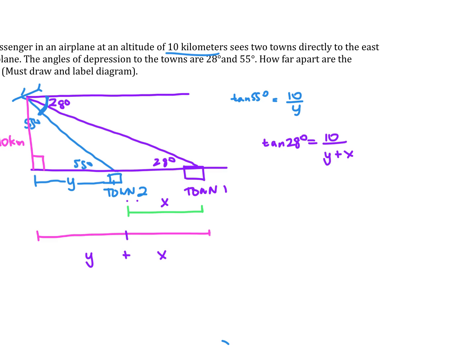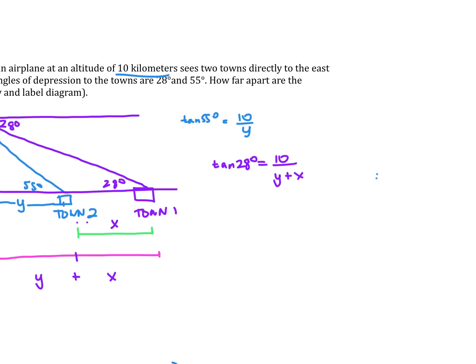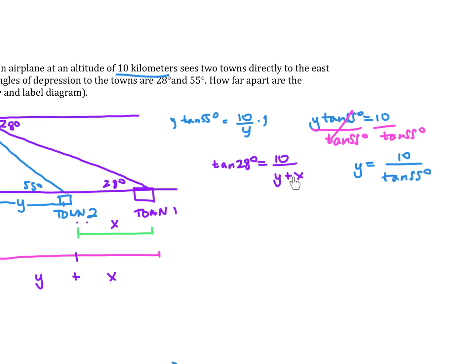So what I want to do is isolate my y here. I'm going to multiply by y to both sides. So we have y tangent of 55 degrees equals 10. Then I isolate my y. So now I have y equals 10 over tangent of 55 degrees. I'm going to do the same thing here.